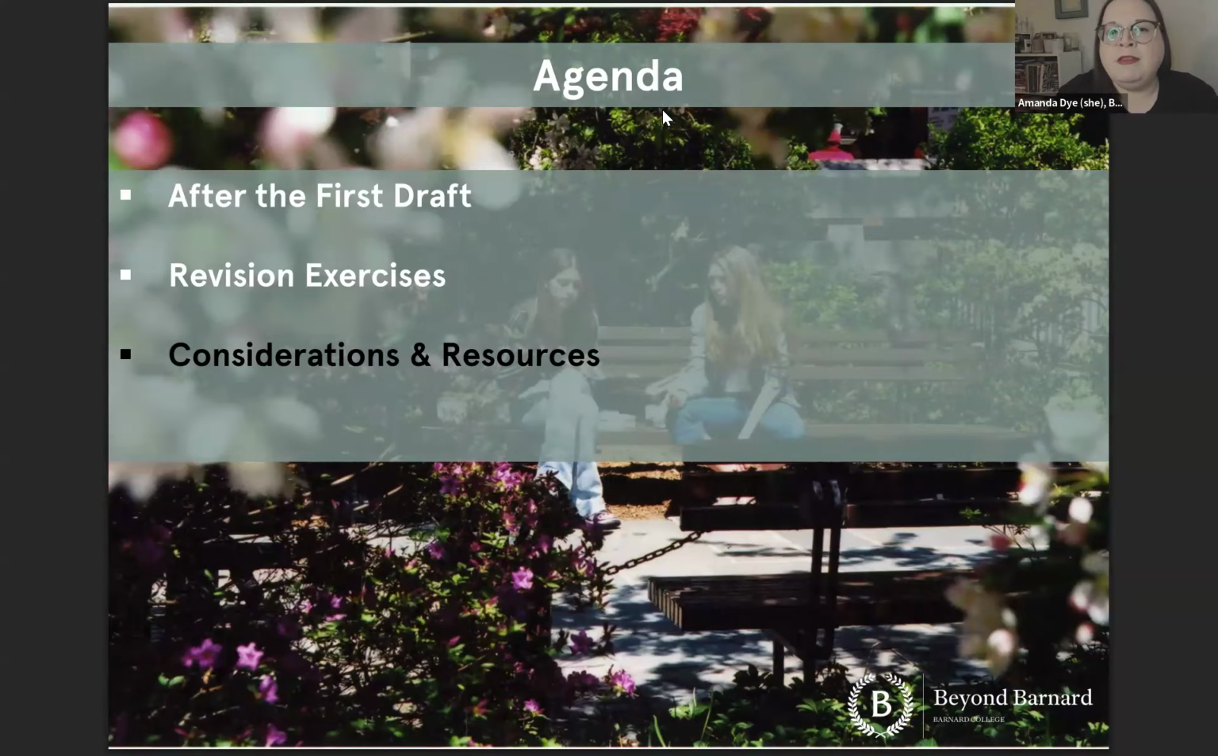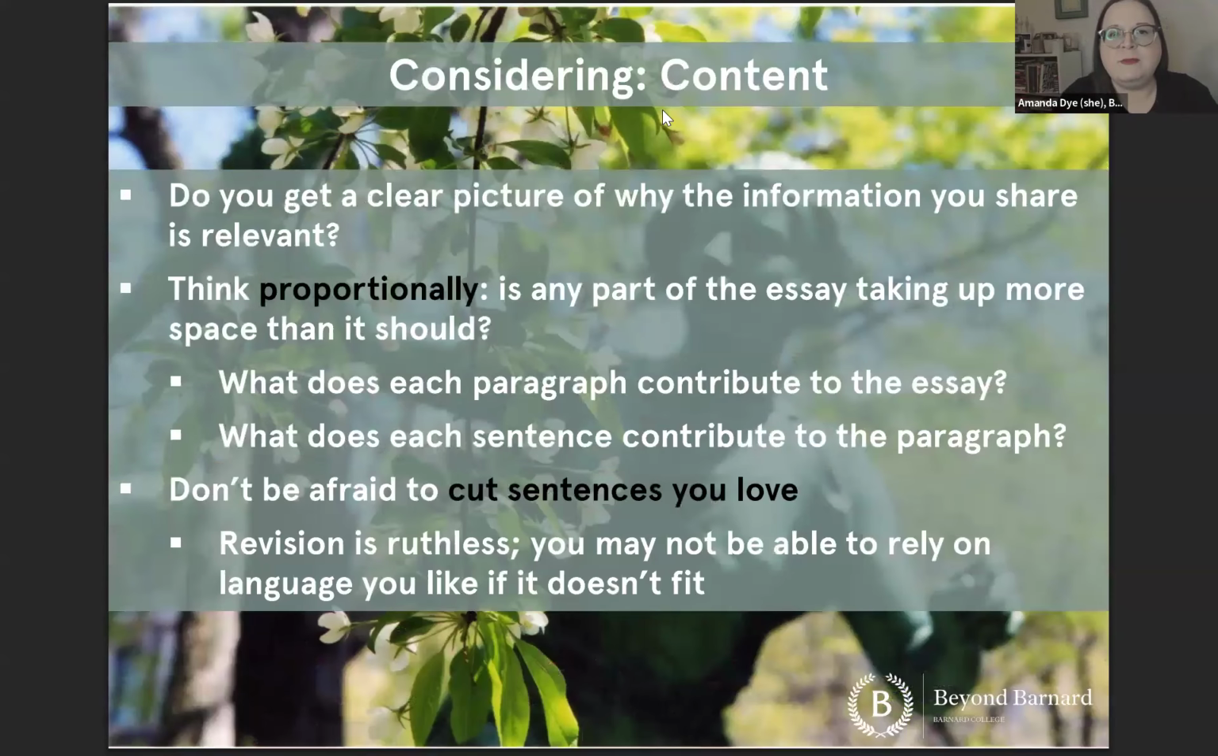So, in this last section, I'm going to talk a little bit about ways that I think of revision and different aspects of your writing that you should want to revise in different respects as you're working on your personal statement.